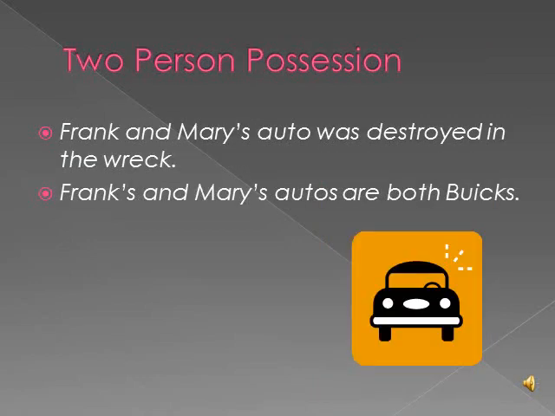And here are a couple of examples of two-person possession. "Frank and Mary's auto was destroyed in the wreck." So here it was the auto of Frank and Mary. We're going to put apostrophe S after Mary, after the second person. "Frank's and Mary's autos are both Buicks." So here we're talking about more than one car, right? We've got Frank's auto and Mary's auto. So we're going to apostrophe S both of them because they both possess the autos.